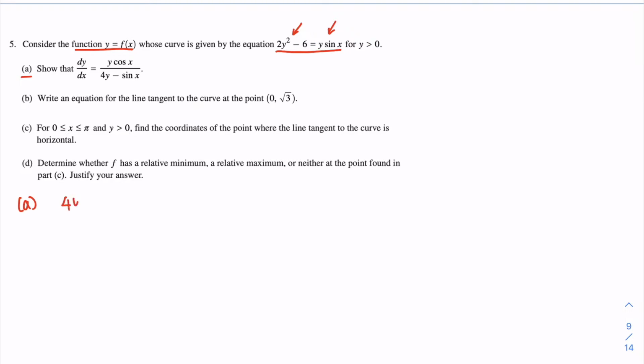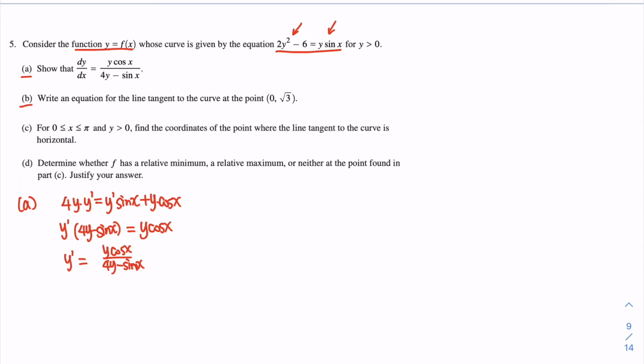So 4y times y prime equals y prime sine of x plus y times cosine of x. And we move all the y prime to one side. We factor it out, and we divide by 4y minus sine of x. And we'll get the expression.